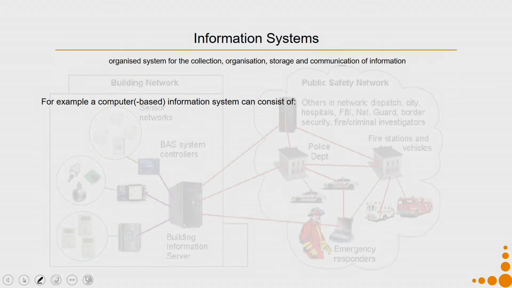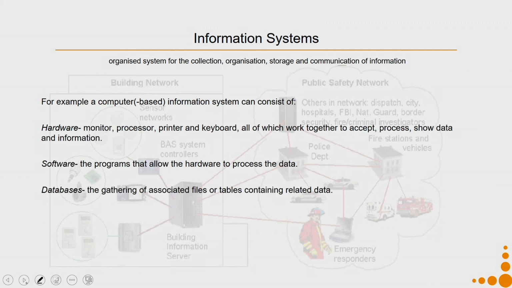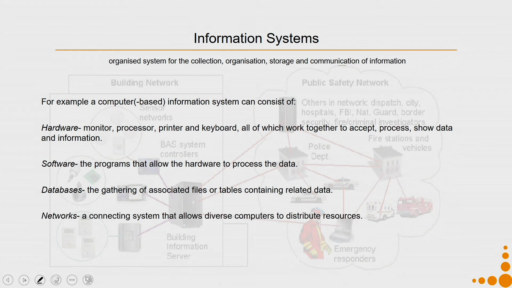For example, a computer-based information system can consist of the hardware, like the monitor, the processor, printer and keyboards, all of which work together to accept, process, and show data and information. It will also have some software to do the job, the programs that allow the hardware to process the data. Then it will also have some databases, the gathering of associated files or tables containing related data.